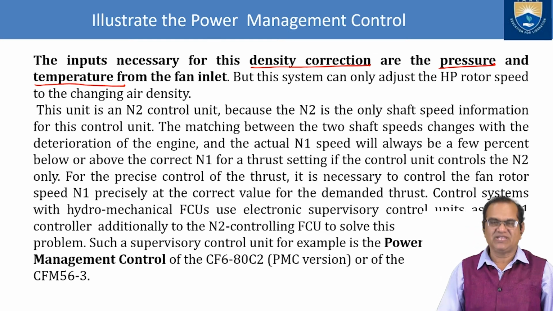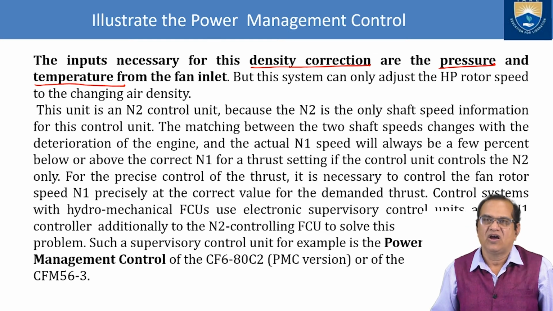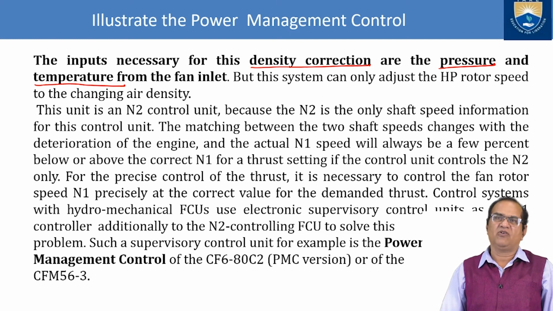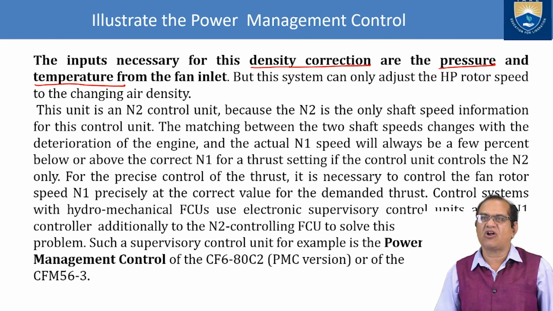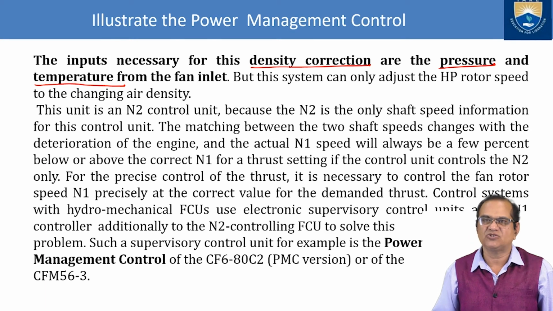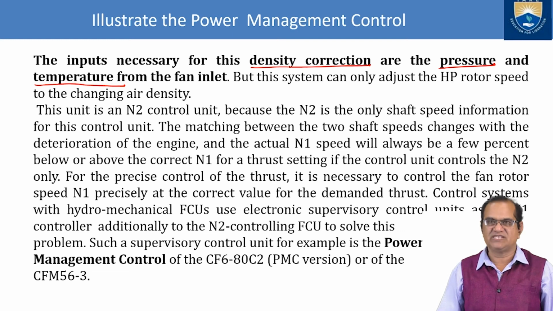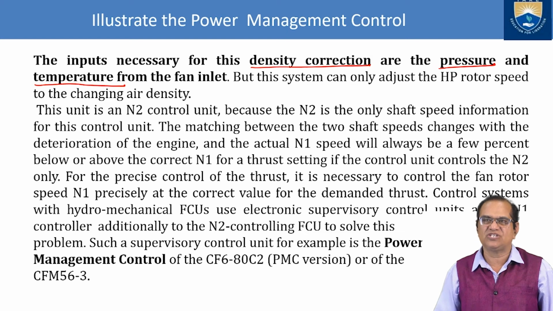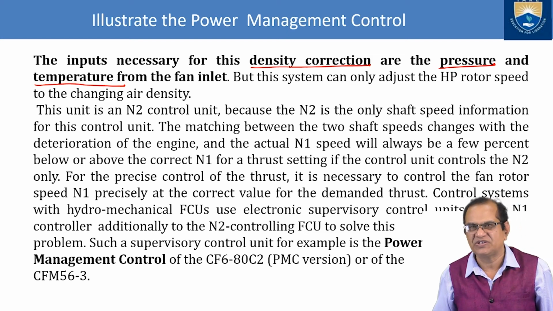Control systems with hydromechanical fuel control units use an electronic supervisory control unit as an N1 controller, additionally to the N2 controller FCU, to solve this problem. Such a supervisory control unit, for example, is the power management control of the CF1680C2 PMC version of the CFM 56-3 engine.